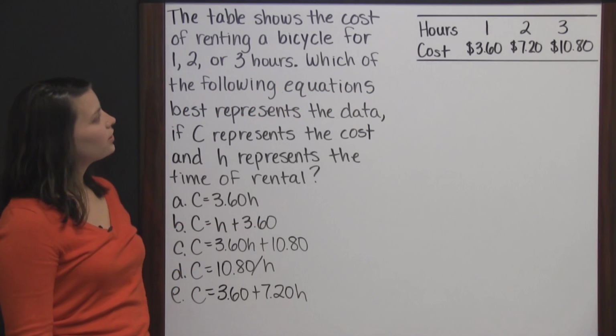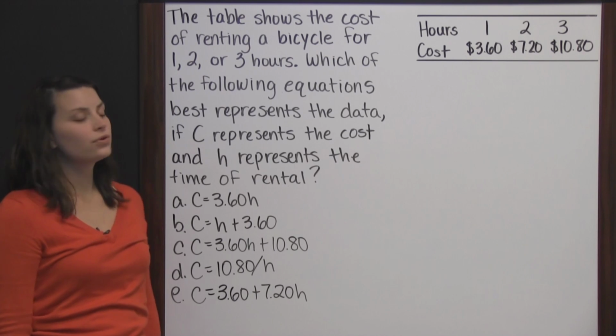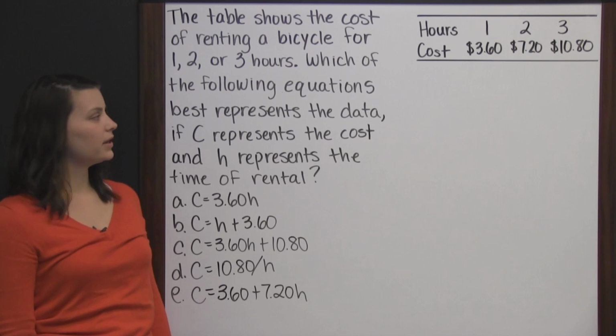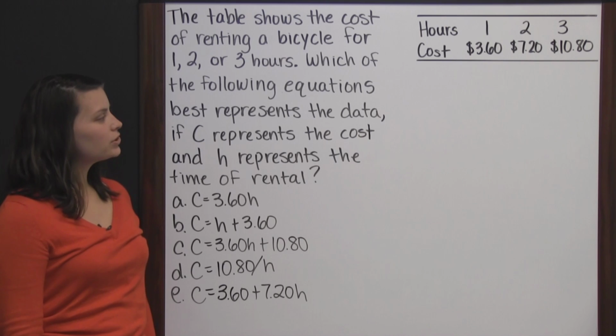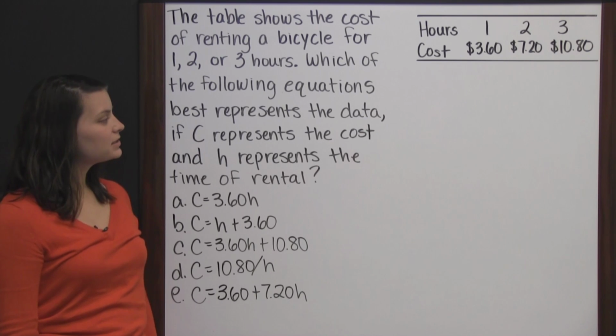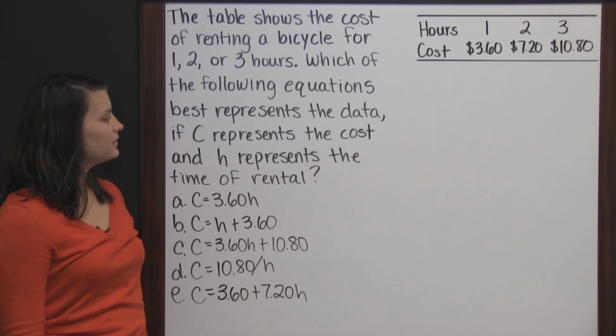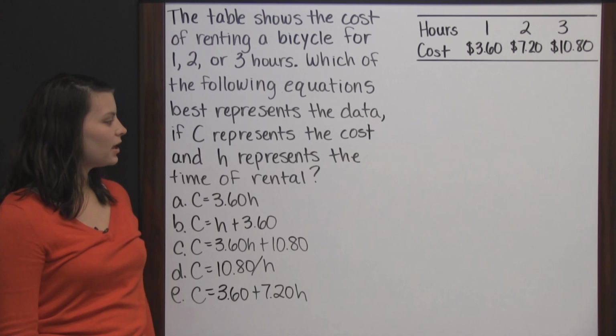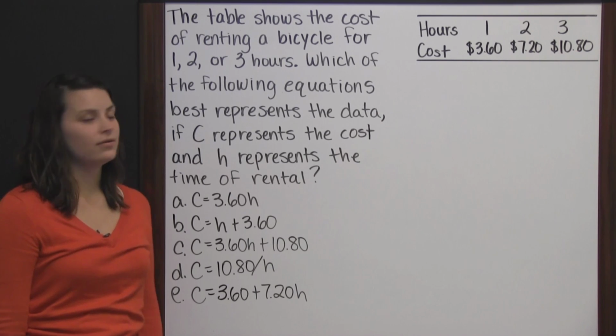The table shows the cost of renting a bicycle for 1, 2, or 3 hours. Which of the following equations best represents the data, if C represents the cost and H represents the time of rental?